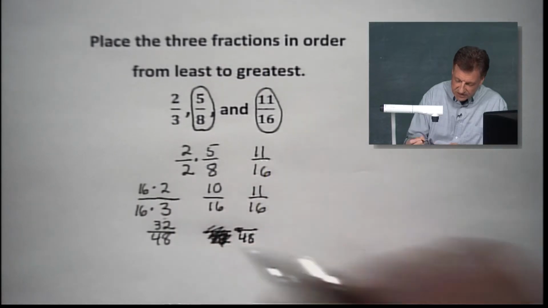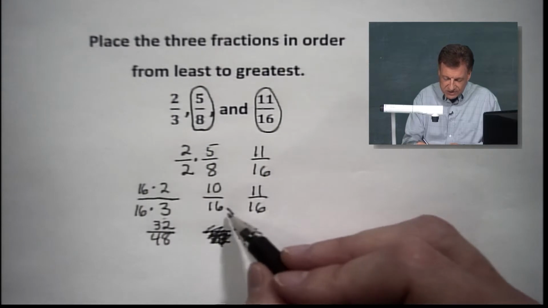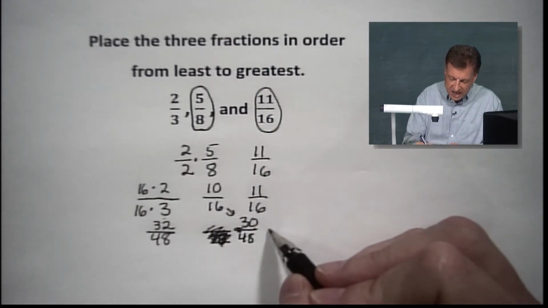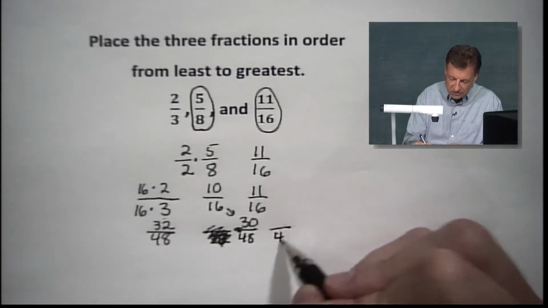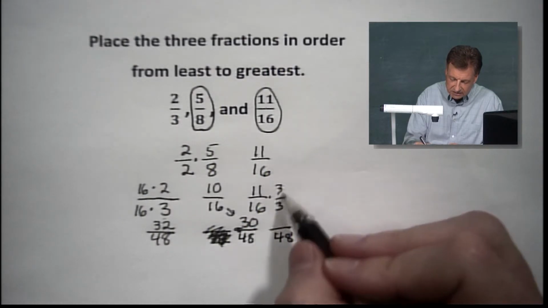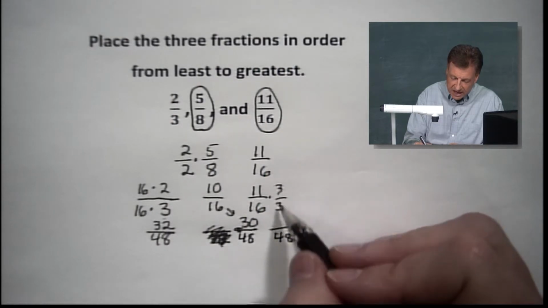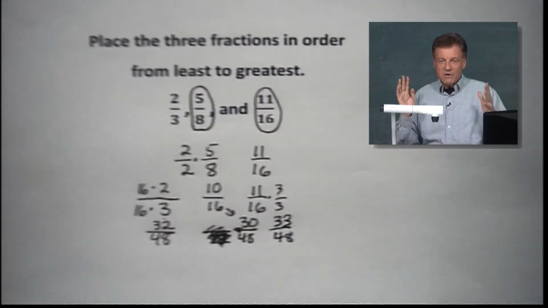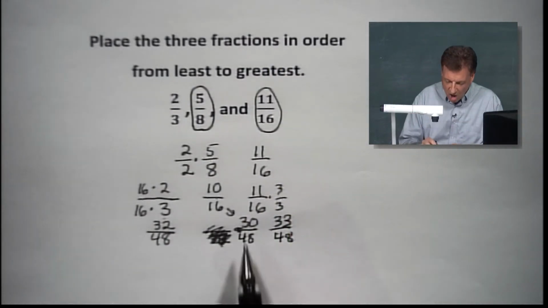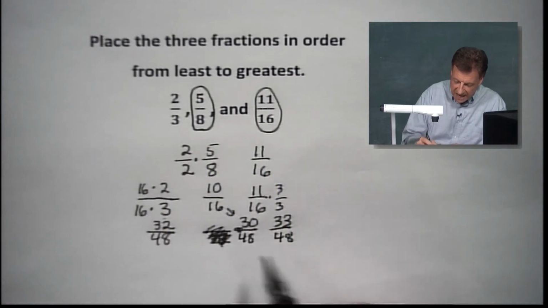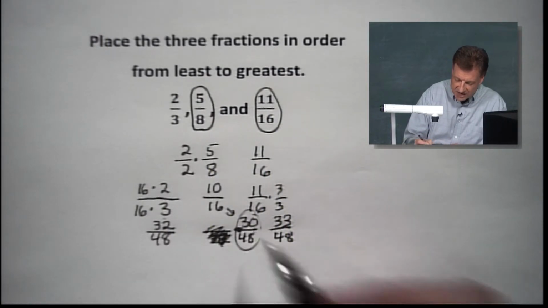Let's just rewrite that 48 here. And let's see what happens. That's going to be 32. And it looks like this little guy over here is going to have a 48 also. We need to multiply that by 3. So that's how we get to 48. And 3 times 11 is going to be 33. Now we have some semblance of order. They are all based on 48, and it looks like this little guy is our least.